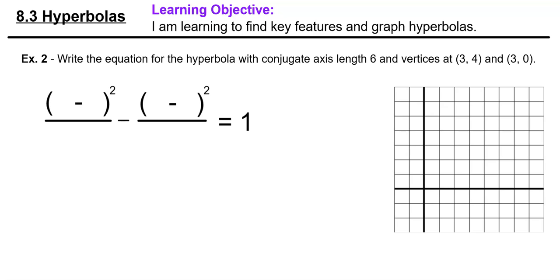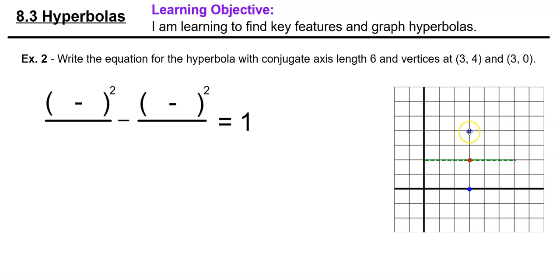So the first example wants us to write an equation of a hyperbola that has a conjugate axis length of 6 and vertices at (3, 4) and (3, 0). Since I don't know where to put the conjugate axis, I'm going to start by plotting the points at (3, 4) and (3, 0). Doing so allows me to see where the center of my hyperbola would be. Since I know where the center is, I will also know where to put the conjugate axis.